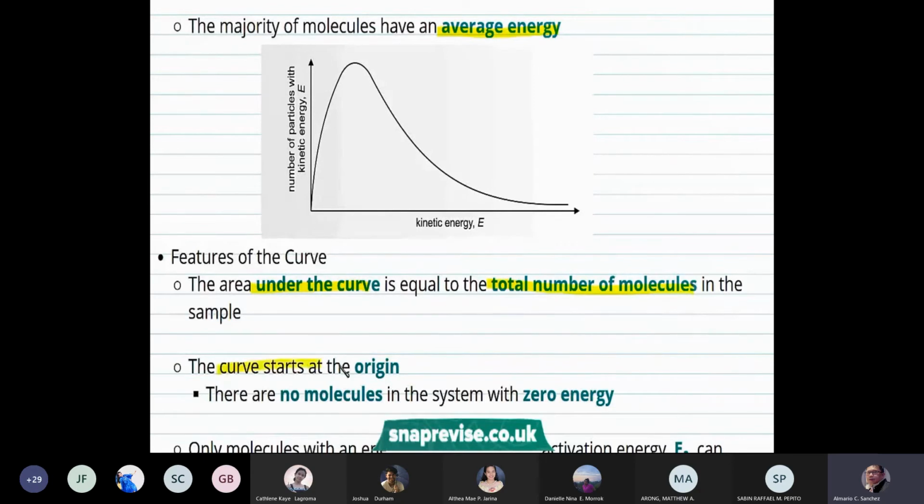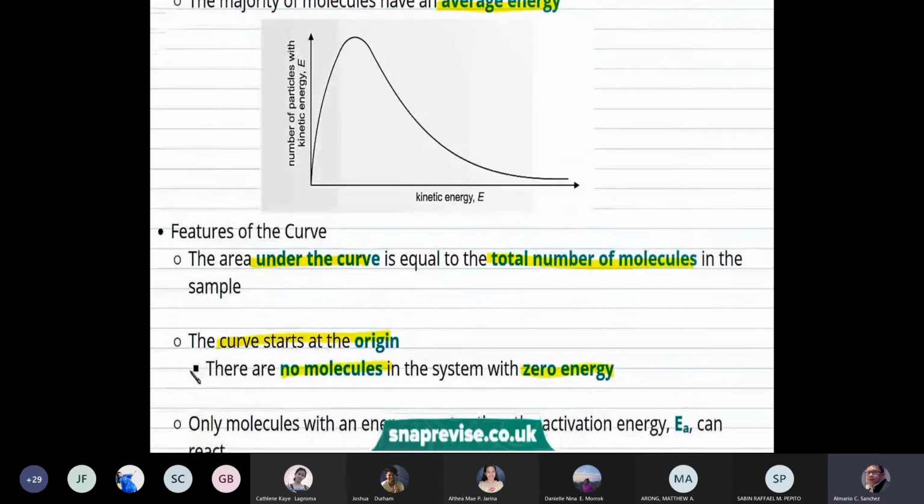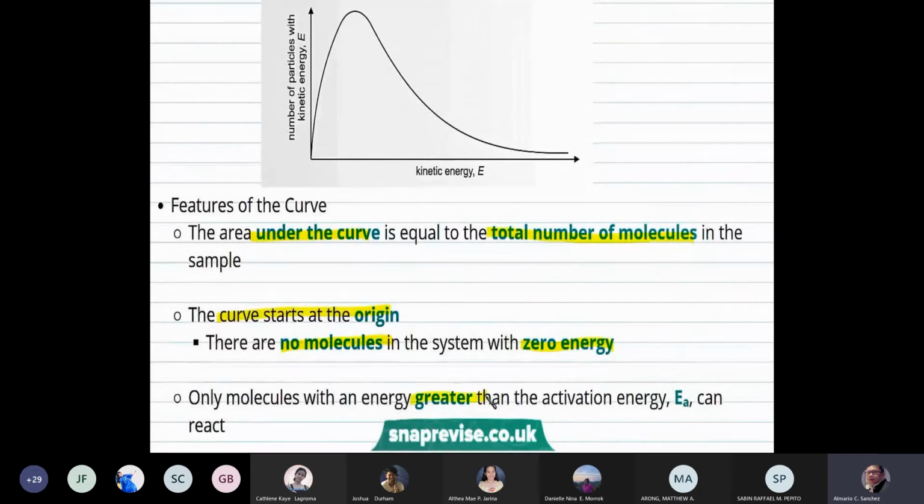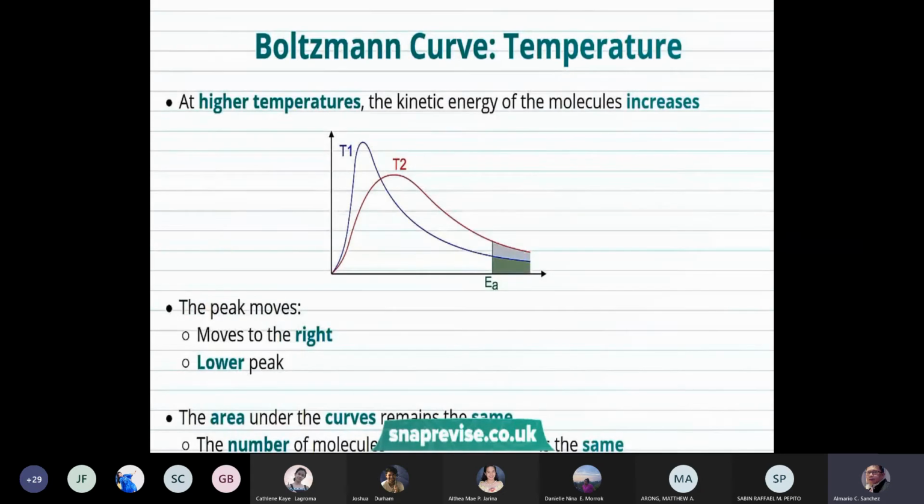Second, the curve starts at the origin. There are no molecules in the system with zero energy. And thirdly, only molecules with a greater energy than the activation energy can react. And we can mark the activation energy onto our graph where it applies. So now we've had a brief introduction to the Maxwell-Boltzmann curve. Let's have a look at it in specific relation to increasing the temperature of a reaction.